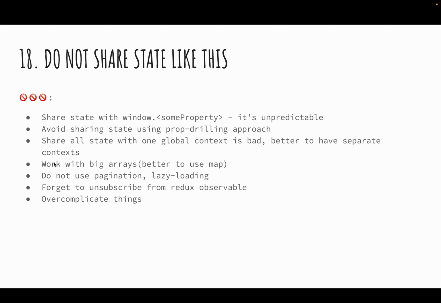Also, working with big arrays in state is bad. Instead you can use maps instead of these arrays. And maybe you forget to use pagination for your state management, for lazy loading. Maybe you don't need all the state at all. Maybe you only need to show your customer some pieces of state. So think wisely about this. And people forget to unsubscribe from Redux observables. This is a common problem with RxJS, so you should think about this if you are using RxJS.